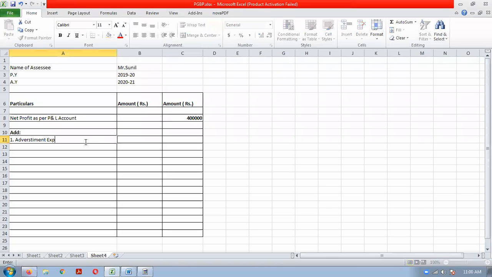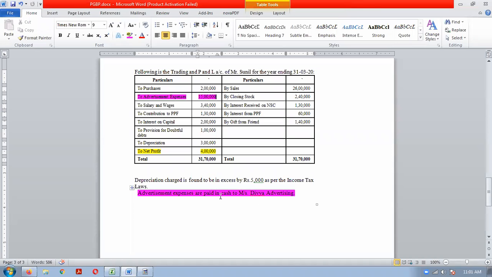Advertisement expenditure paid in cash. Otherwise, normally advertisement expenditure is an allowed expenditure. Since in this case this expenditure is paid in cash, and the Income Tax Act says that any amount you are paying which is greater than 10,000 and you are paying that amount in cash, we will not allow that expenditure. That's why we are disallowing that expenditure.